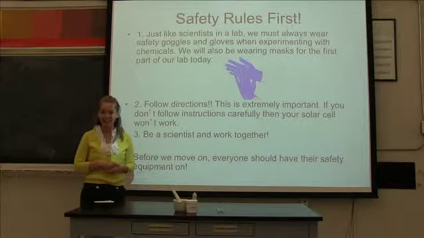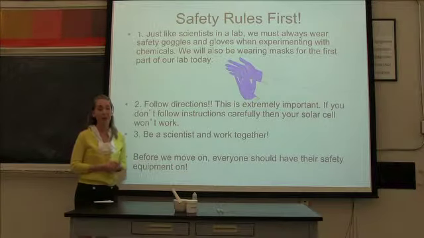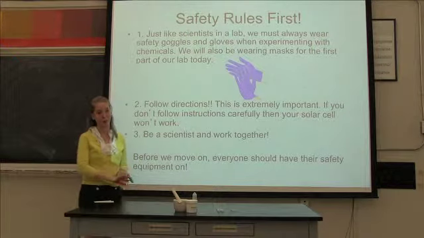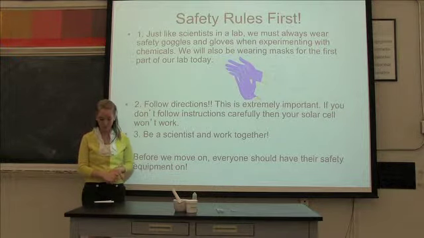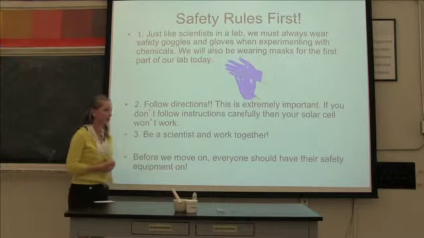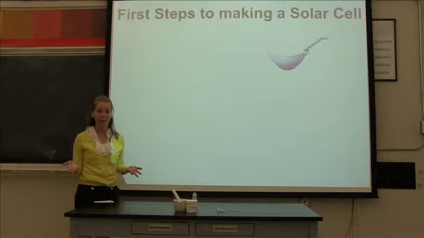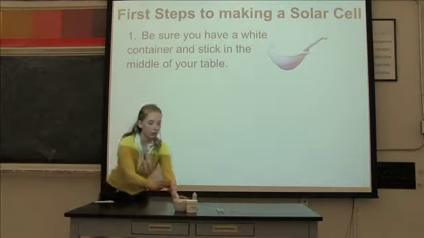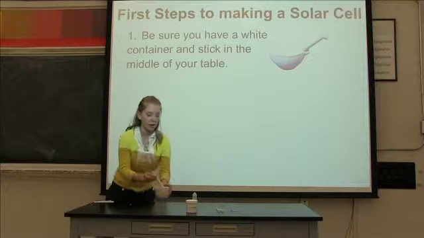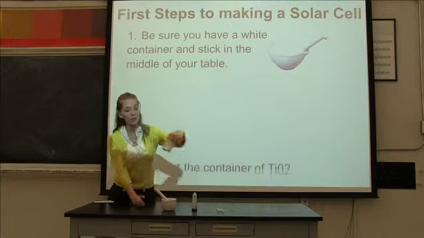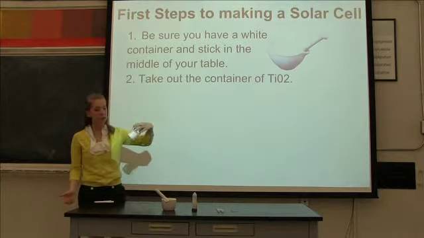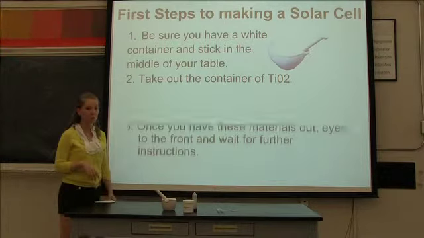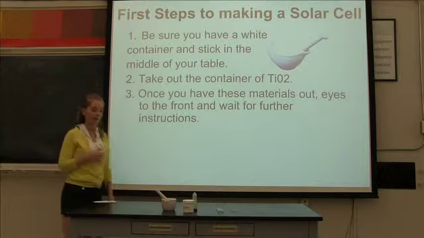Now I'm going to be passing out the job cards. Once you get your job card, I need the materials manager to come up and get the supplies at the front of the room. Now that you all have your materials, I need you guys to get out the mortar and pestle. It looks like this. And I also need you to get out the little container that has the white powder in it. It's called titanium dioxide. And I need you to put those in the center of your table. And then I need eyes up front.